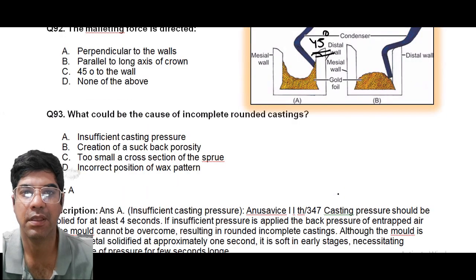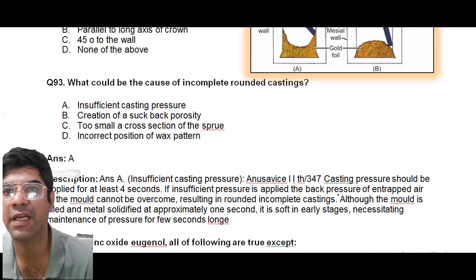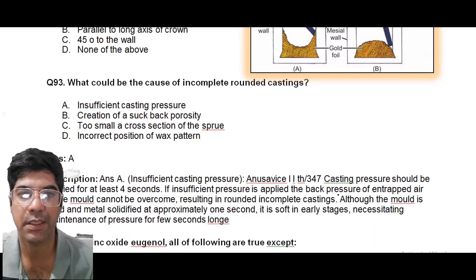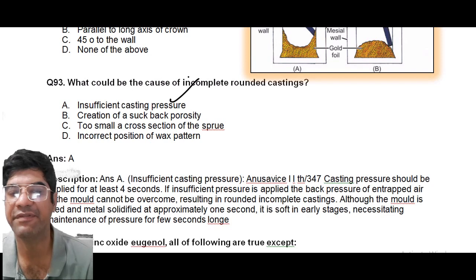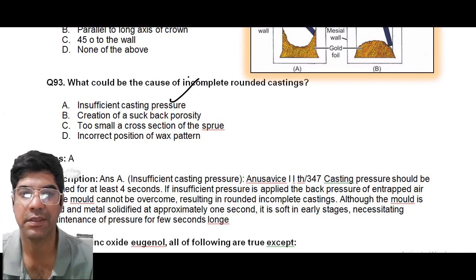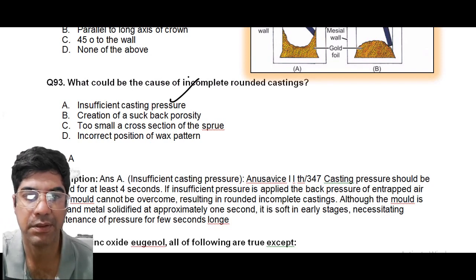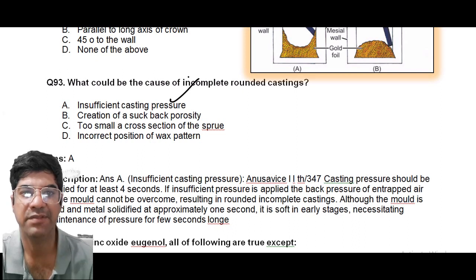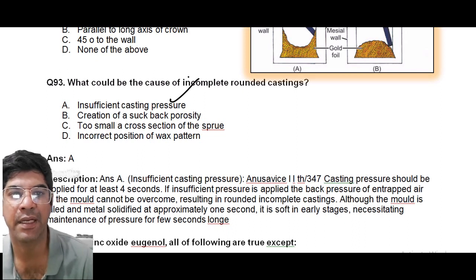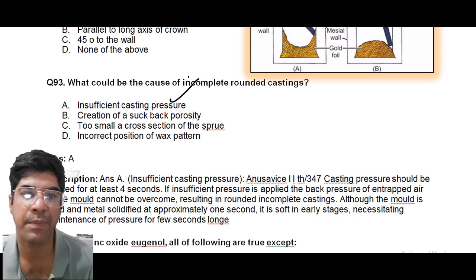What could be the cause of incomplete rounded casting? It is due to insufficient casting pressure. When the pressure is inadequate, the back pressure of entrapped air in the mold cannot be overcome, resulting in rounded and incomplete casting.